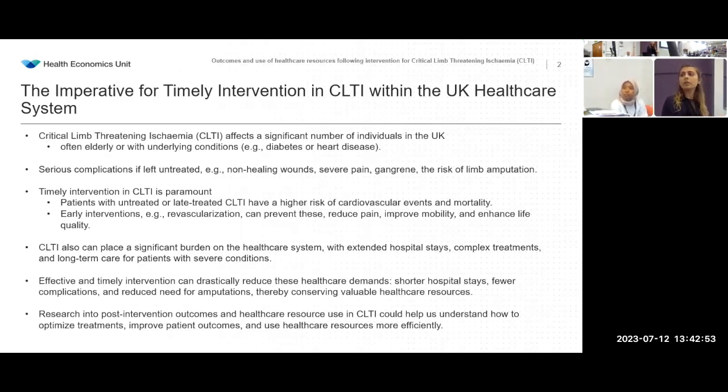Regarding the healthcare system, the burden translates into extended hospital stays, complex treatments, and long-term care for the patient. On the other hand, effective and timely interventions can reduce the hospital stays and also the need for limb amputation for the patient. So research into post-intervention outcomes and the use of healthcare resources in CLTI is very important, as it can help us optimize treatments and learn how to use the healthcare resources more efficiently.